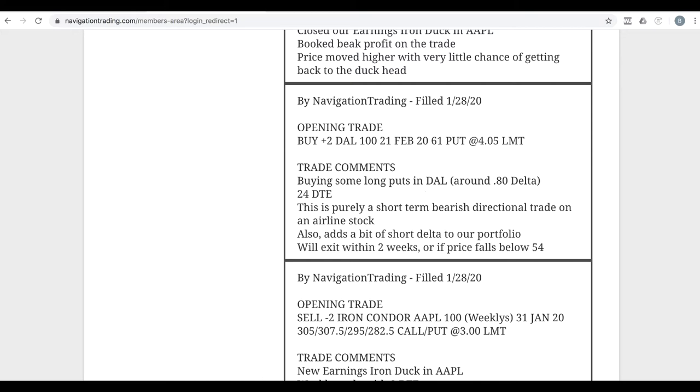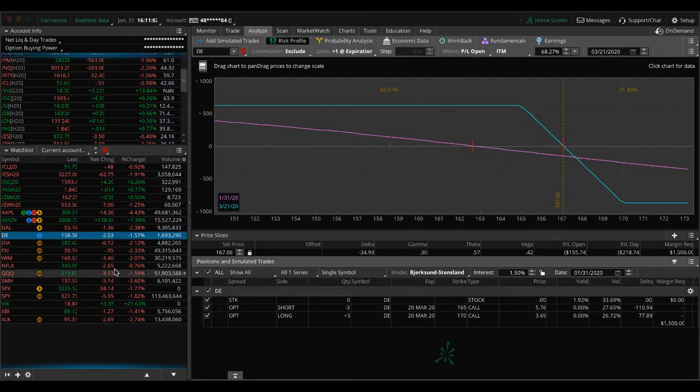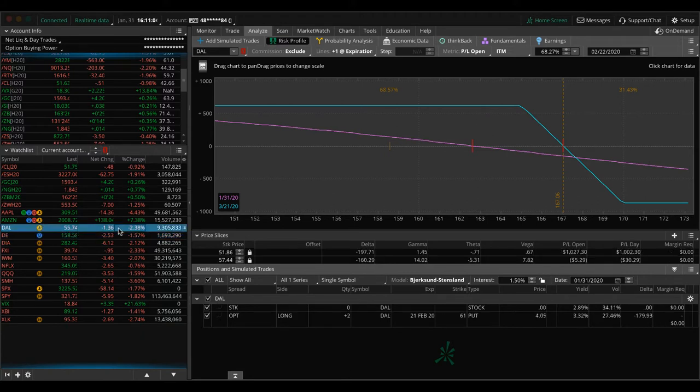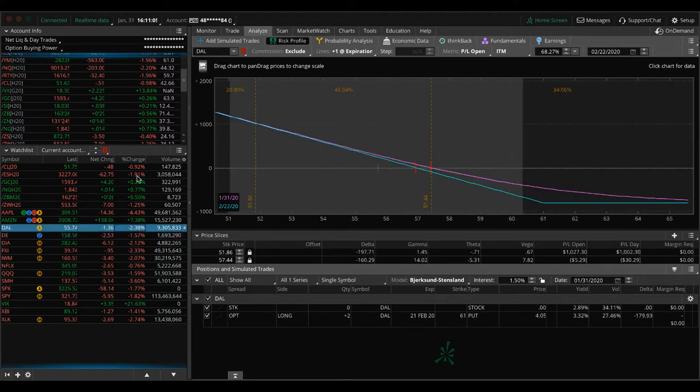What's interesting about this is if we look at Delta now, DAL, the market's down 2%, right? The S&P, but Delta Airlines is only down a little over 2%. So I would have thought that Delta would have been down way more than the market. But in this case, we're still in a profitable situation, up about $286. We're going to hold this, see if we can get some more downside action in it.